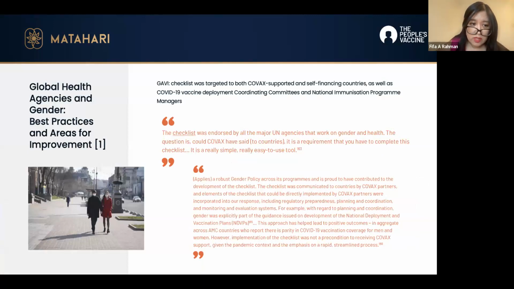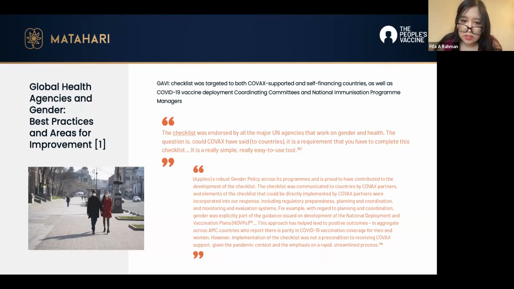Now, what did global health agencies and gender do? Because it's quite a long report. We cover 4 global health agencies in the report, but I'm covering 2 today in this presentation. The first organization we looked at was Gavi. Now, as many of you probably know, there was a checklist developed and sent to COVAX-supported and self-financing countries, as well as COVID-19 vaccine deployment coordinating committees and national immunization program managers.